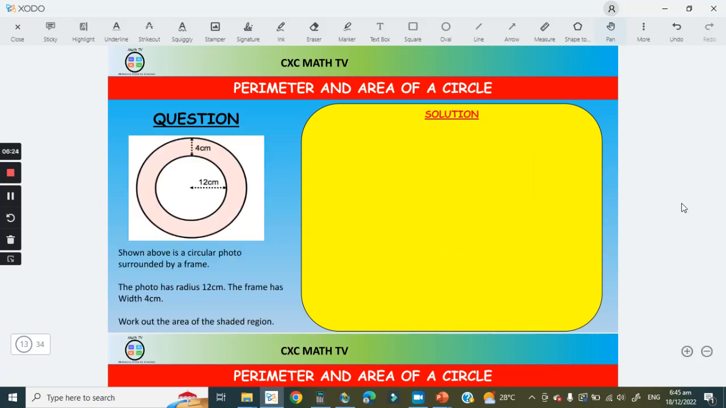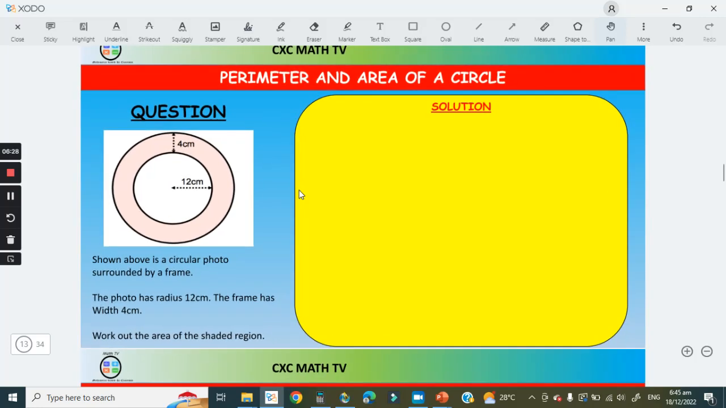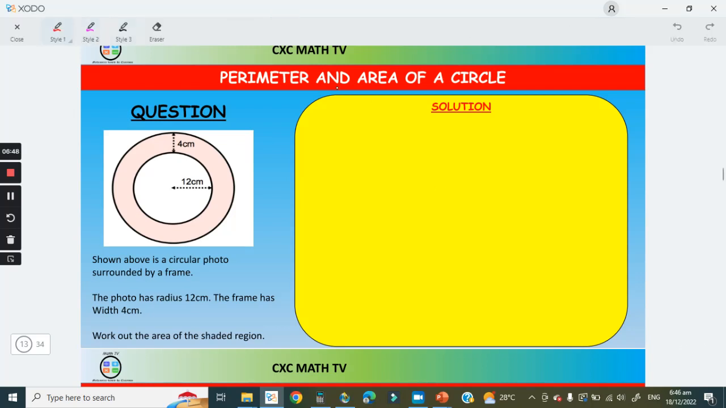Nice. What about this question now? Pause the video and attempt this one. It says, shown above is a circular photo surrounded by a frame. Photo has radius 12 and the frame has width 4 centimeter. Work out the area shaded. Pause the video and attempt this question. Alright, let's go. So in this question now, to work out the area shaded.